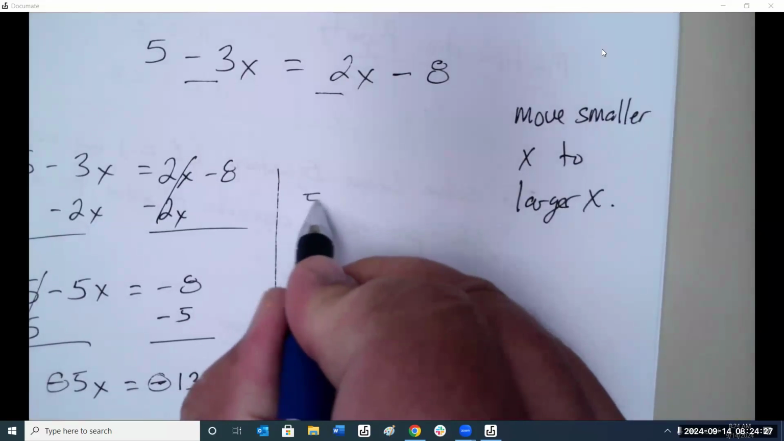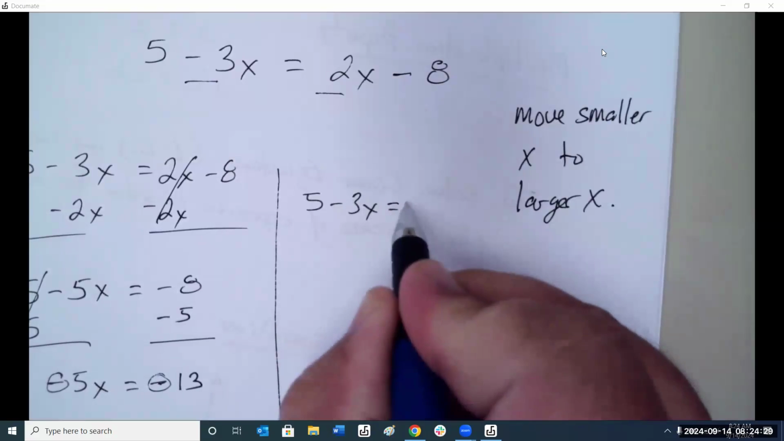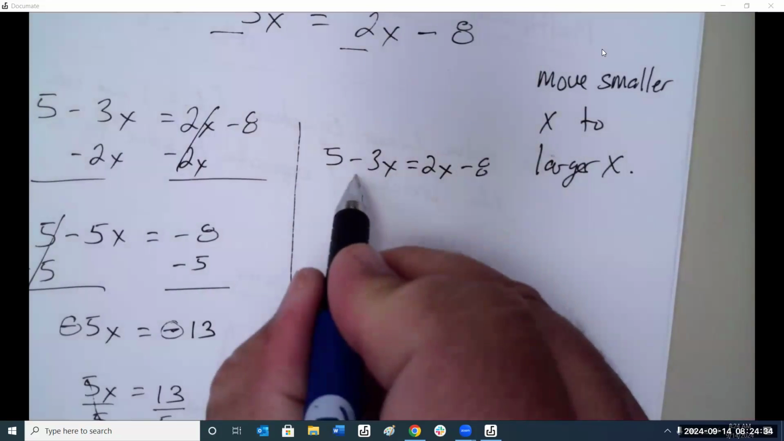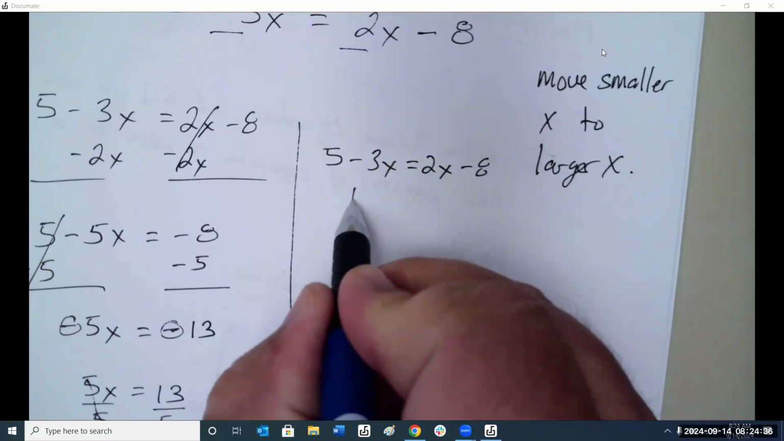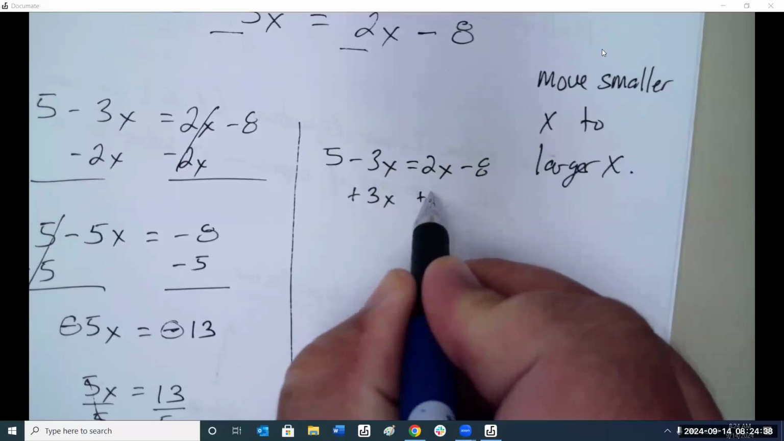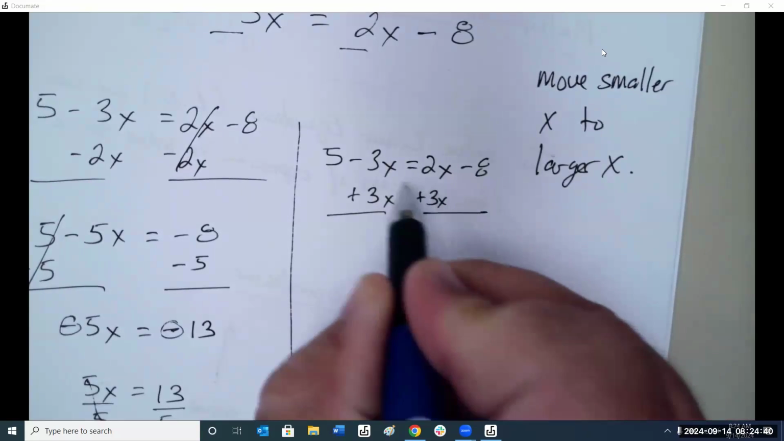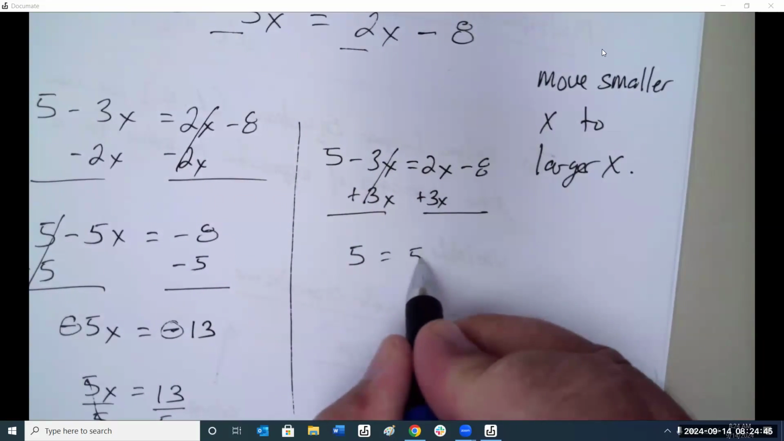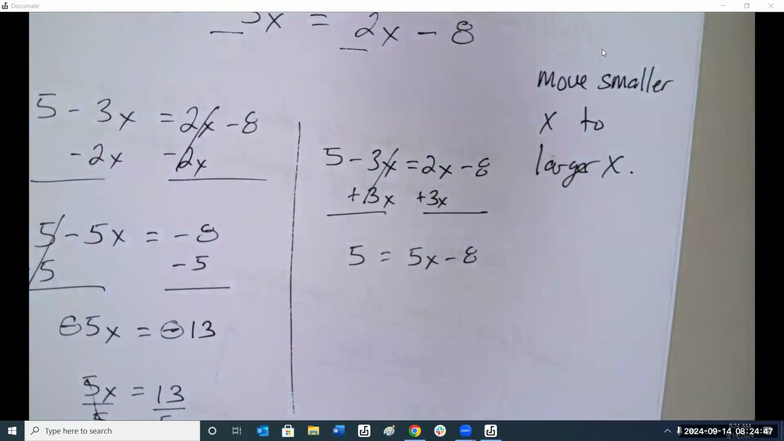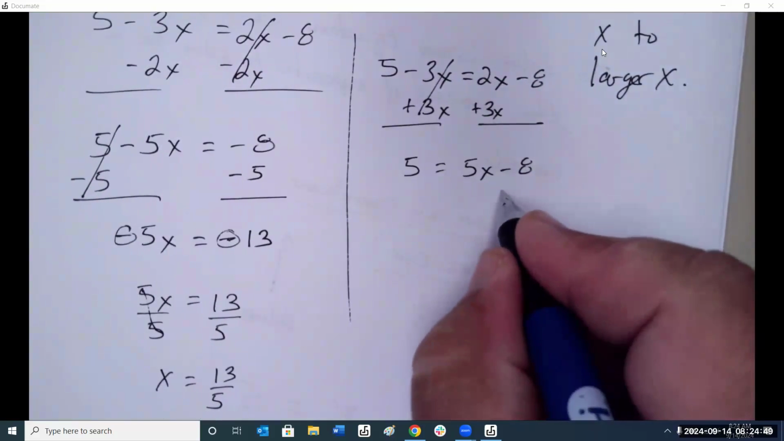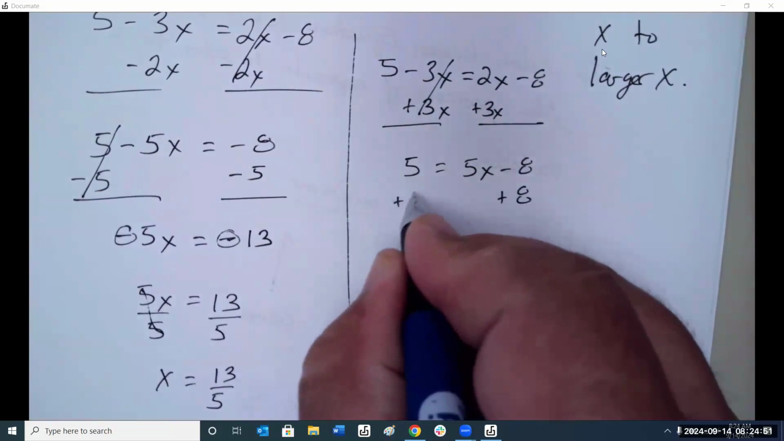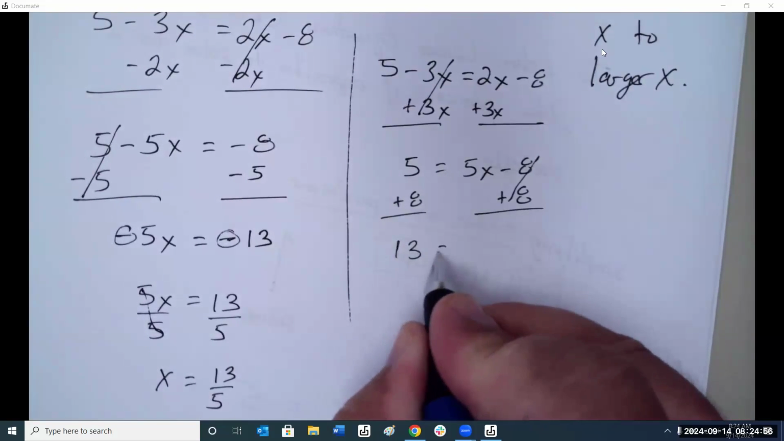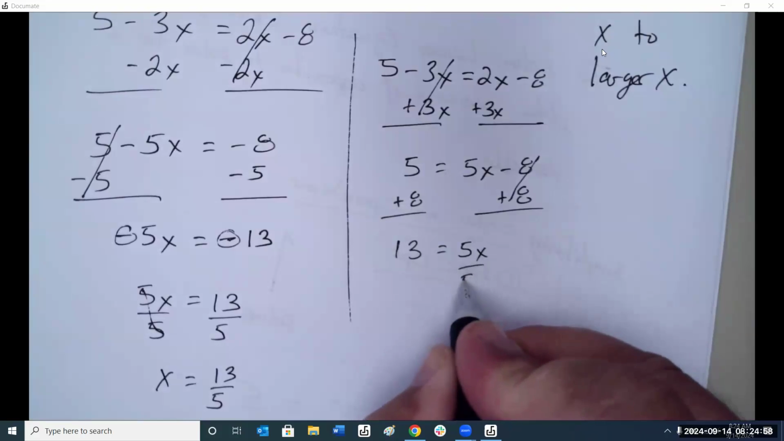Now, if we do it the other way, move the smaller to the larger. Negative 3 is smaller than 2. So I add 3 to both sides. 2 plus 3 is 5. Add 8. And then divide by 5.